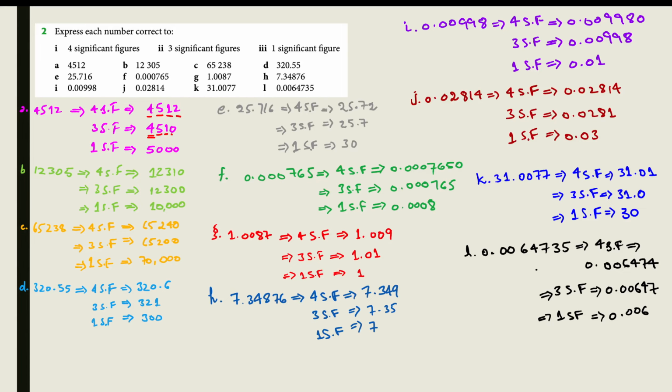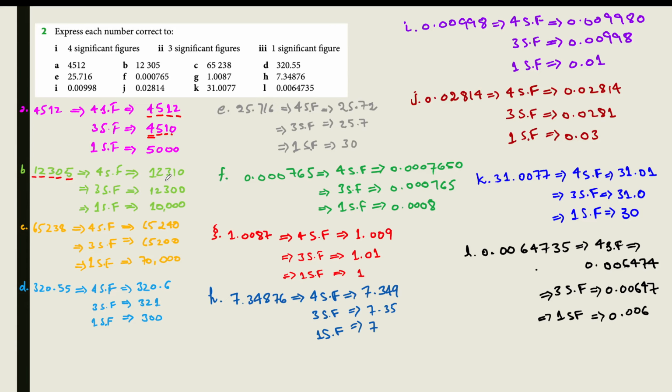The second one is 12,305. If we express it as four significant figures, this is the first significant figure, this is second, this is third, and this is fourth. This is the fifth one, so the fifth one is equal to 5. Therefore, the fourth significant figure will be rounded up by one. So it would become 12,310. In here, this 5 is replaced by 0 because we want four significant figures. Therefore, 5 is replaced by 0 and 0 is rounded up to 1.